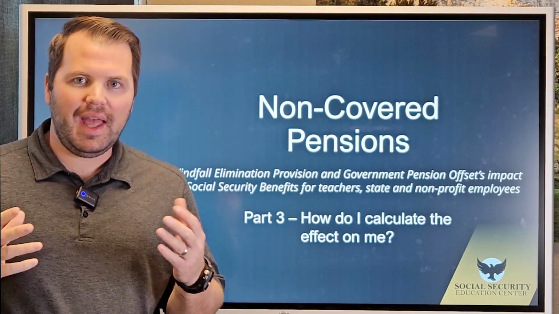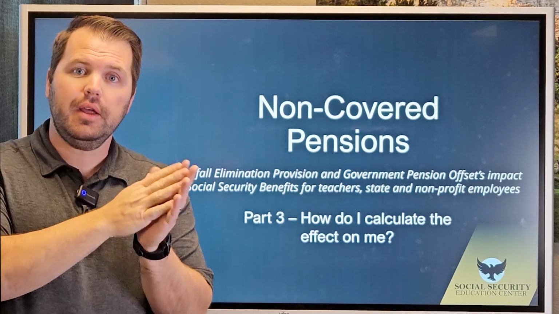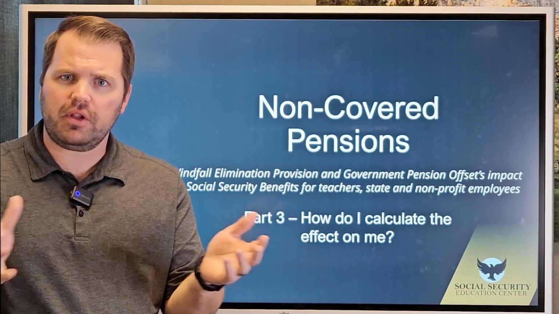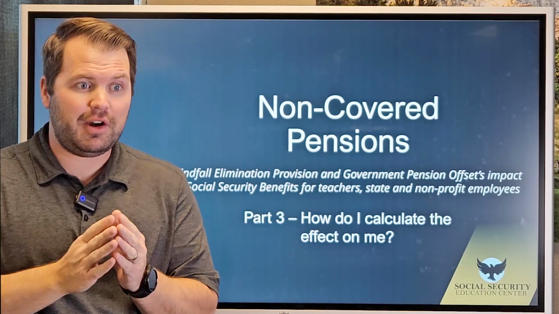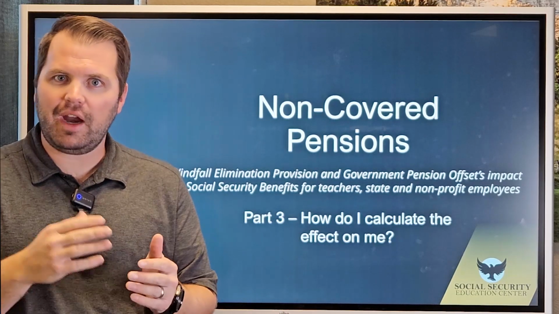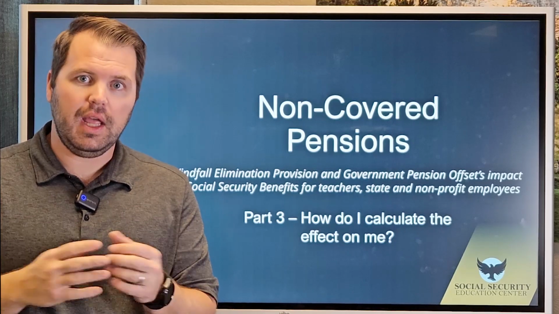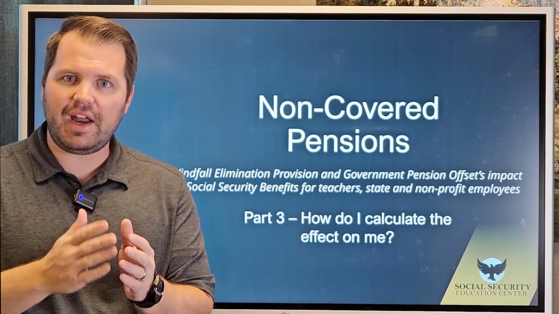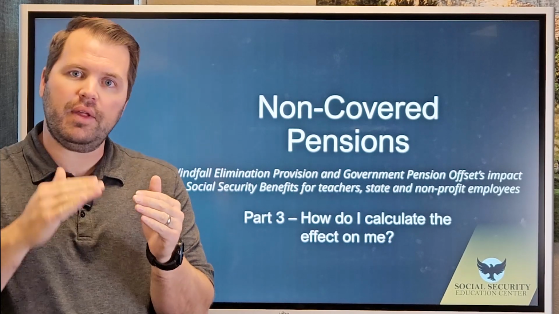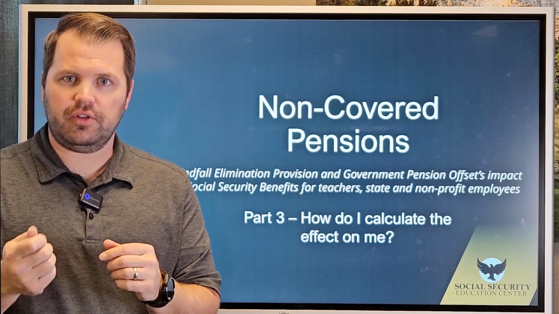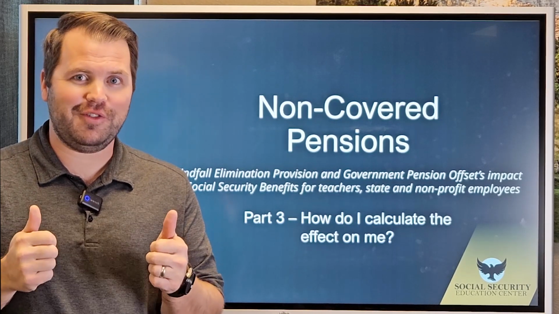Today we are talking about how exactly this has an effect on me, and how do I calculate that effect? Part 1 of this series was what is the Windfall Elimination Provision, what is the Government Pension Offset, and what does it mean for me? Part 2 was, if I don't have a pension, but I do have a 401k, 403b, or 457, how do I figure out what the effect will be then? And in this part 3, we're talking about how you look at your earnings history and your pension information, and then calculate what the effect will be on your Social Security from the Social Security Administration website. So we're going to have lots of fun today.